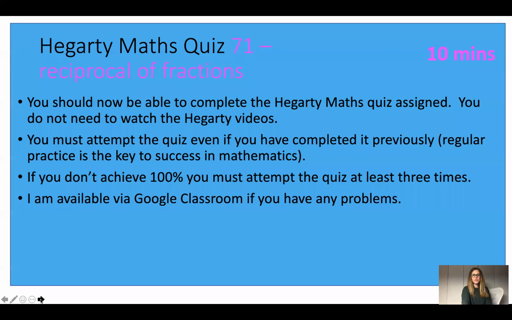So to finish off, you have one more quiz to do, quiz number 71. I just want to explain something on this quickly before you do it. It's called Reciprocal of Fractions. We've talked about dividing by a number being the same as multiplying by its reciprocal. One thing I do want to mention, and it is in the Hegarty video if you want to watch it, but let me explain quickly now.